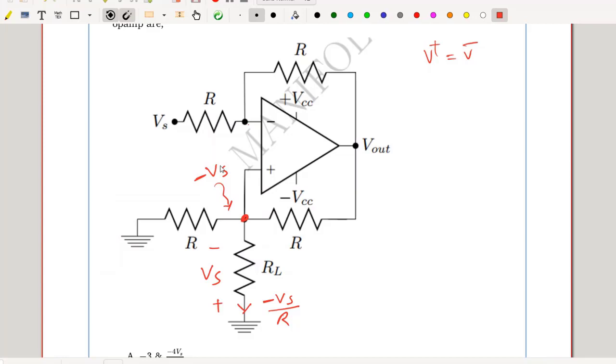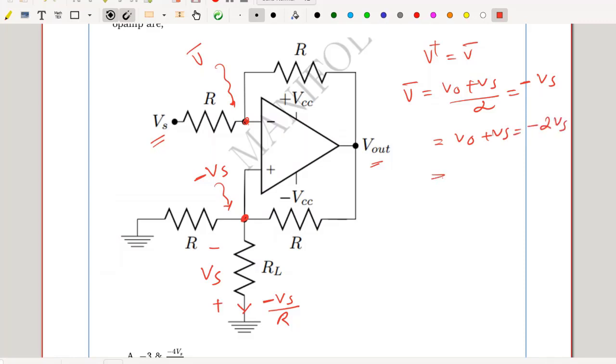The op-amp is operating in negative feedback mode. So V plus equal to V minus. So V minus can be easily identified. I am having two sources, Vs and V out, which divide equally. So my V minus is nothing but V out plus Vs divided by 2. That should be equal to minus Vs, implies V out plus Vs equal to minus 2 times Vs, implies V out equal to minus 3 times Vs. Hence the gain V out by Vs is nothing but minus 3.